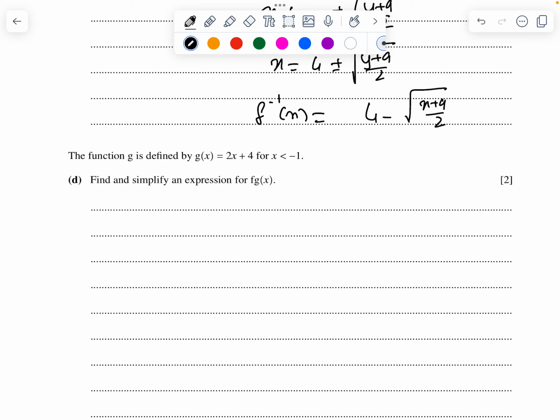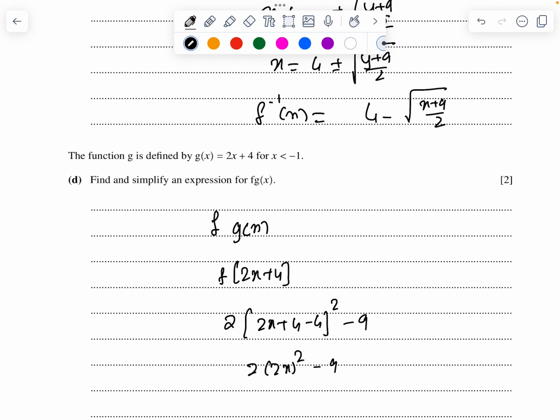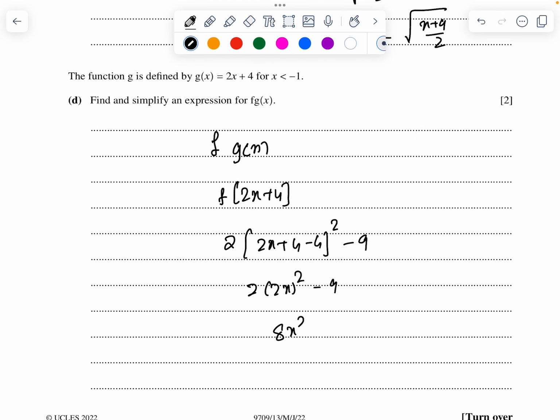That's going to be the answer. Then the function g is defined, g of x equals 2x plus 4. Then find an expression for fg of x, f of g of x. g of x is 2x plus 4. Now plug in 2x plus 4 in this one. 2x plus 4 minus 4 whole squared minus 9. So it becomes 2 times 2x whole squared minus 9. It becomes 8x squared minus 9.